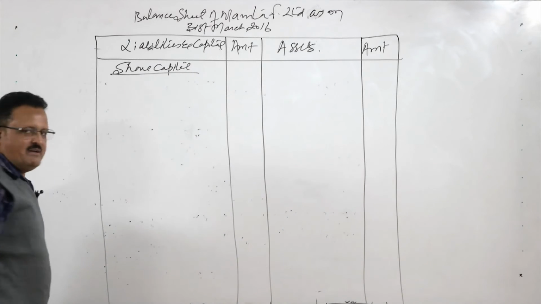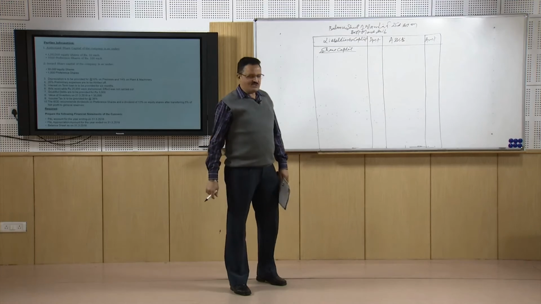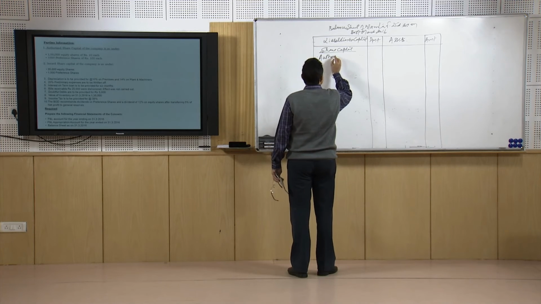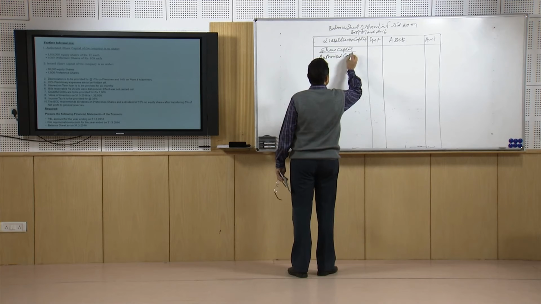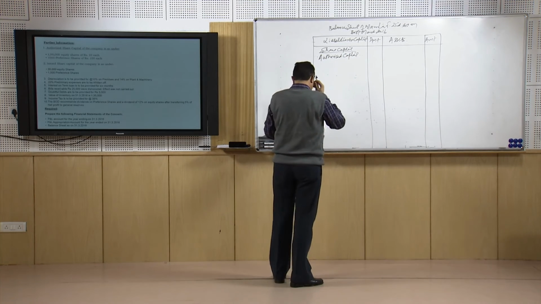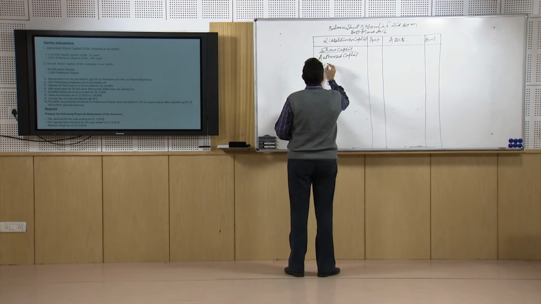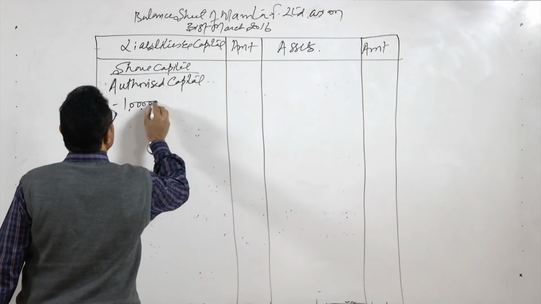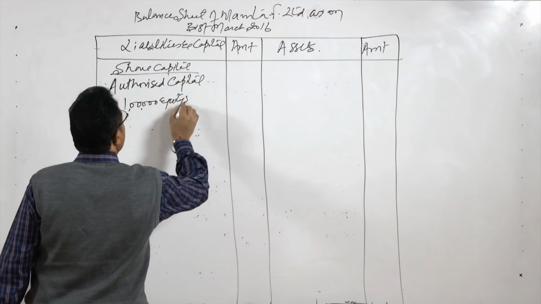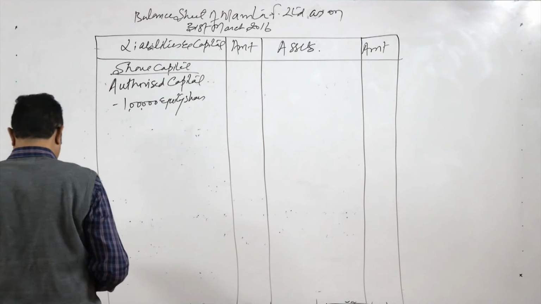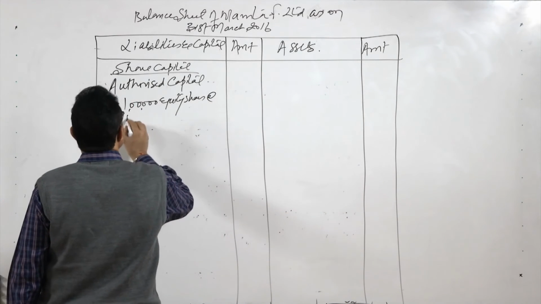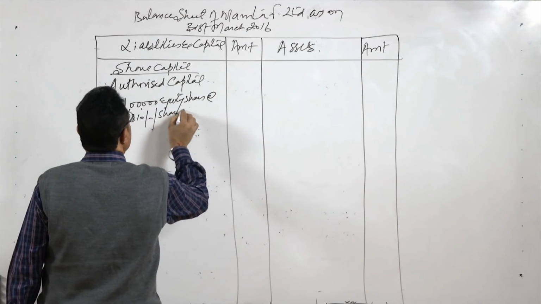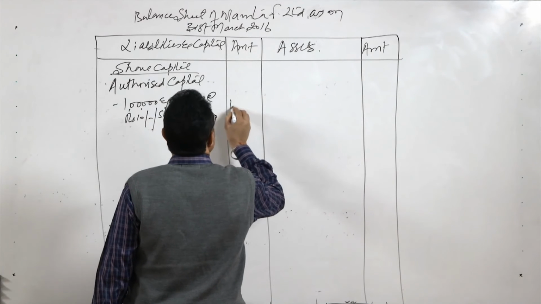First of all, as I told you, now we have to mention all the kinds of share capital in the balance sheet. So first we will be taking the authorized capital. This is the authorized capital, and authorized capital is how much? It is 1 lakh equity shares of rupees 10 each, at the rate of rupees 10 per share, and this amount is 10 lakhs.